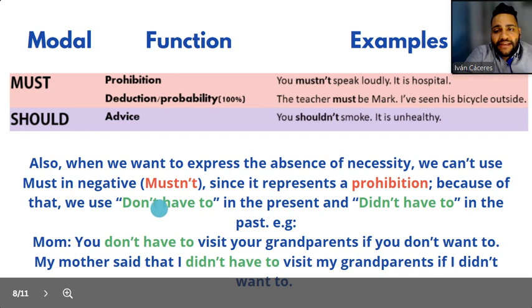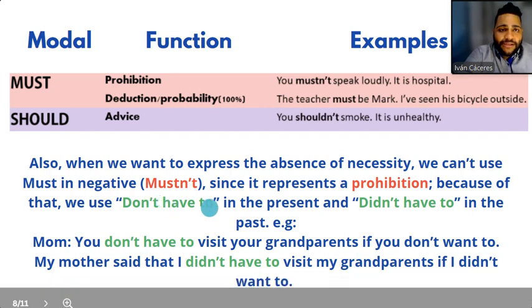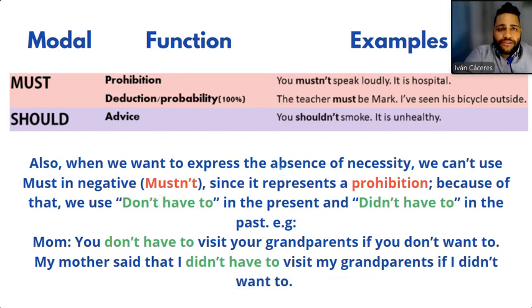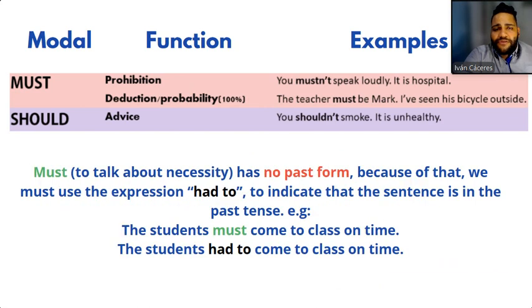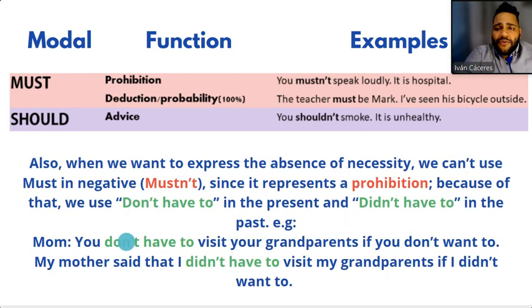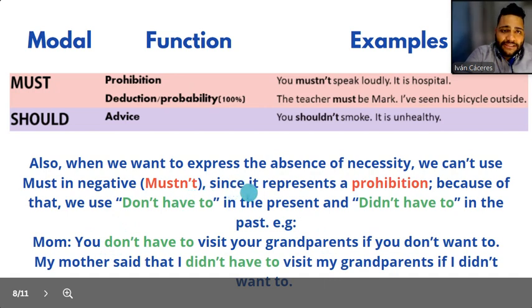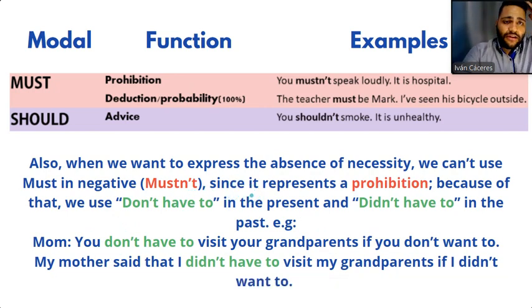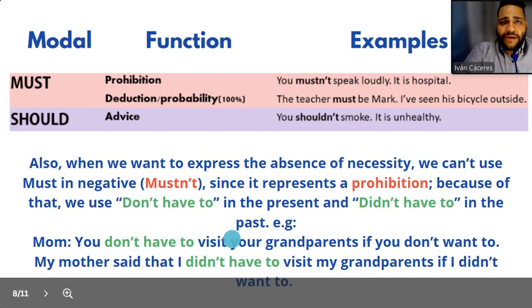Okay? But we are using have to, okay? Which is the same expression that we were using before. If you check the previous slide, you will see that we were using had to. So in this case, we are going to continue using have to, but with the auxiliary depending on the tense, depending on if we want to talk in simple present or simple past or any tense that we're talking, okay?